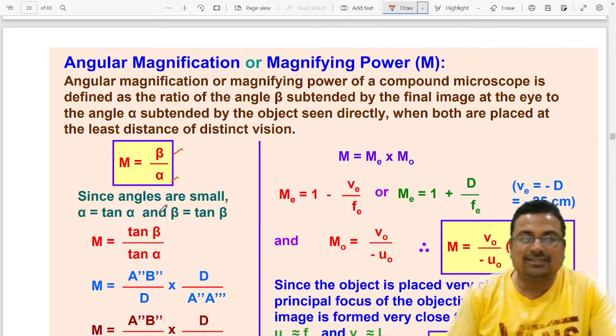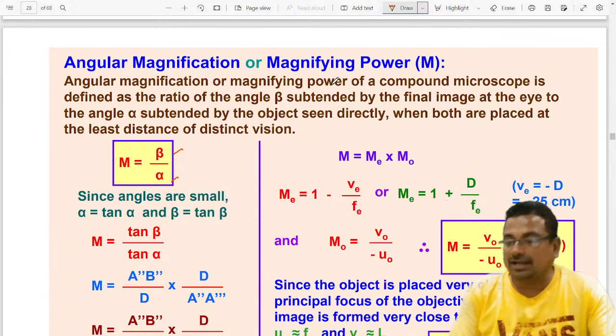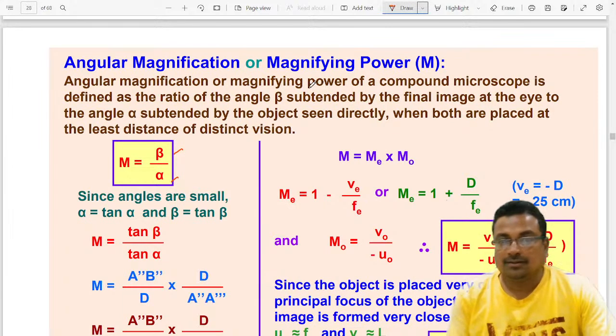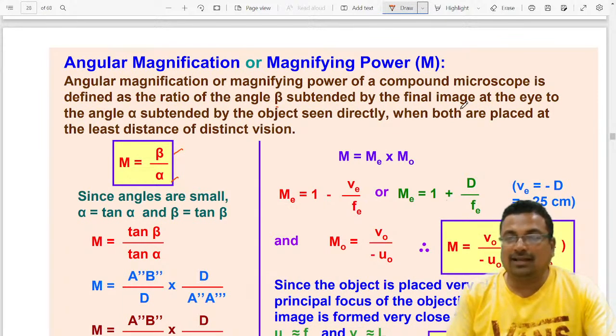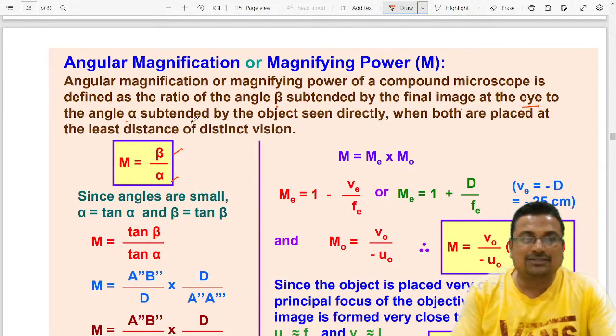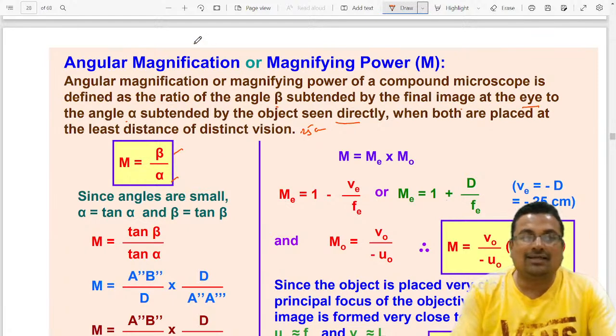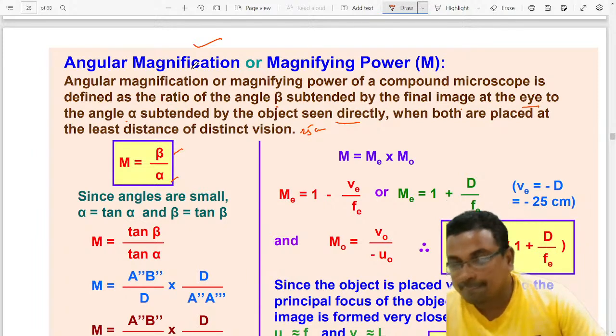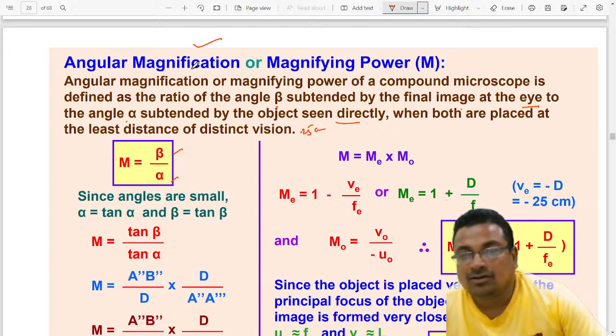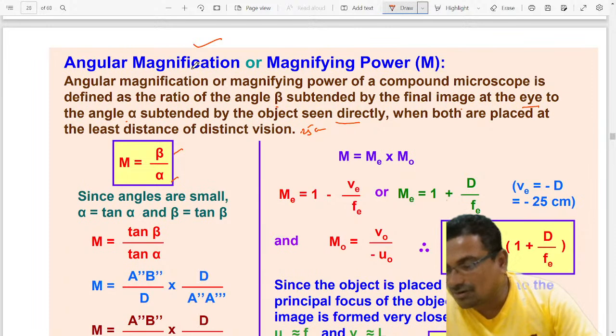This is the beta, this is the alpha, these are the two angles. So the angular magnification or magnifying power is the ratio of the angle subtended by the final image at the eye to the angle alpha subtended by the object seen directly at the least distance of distinct vision, that is 25 centimeter. This is called angular magnification. One angle is subtended by the final image at the eye, and the second is by the object seen directly.